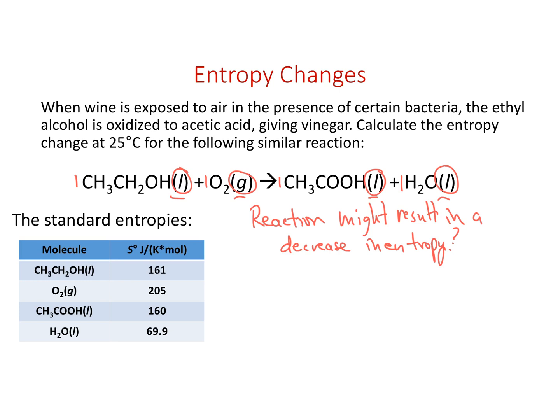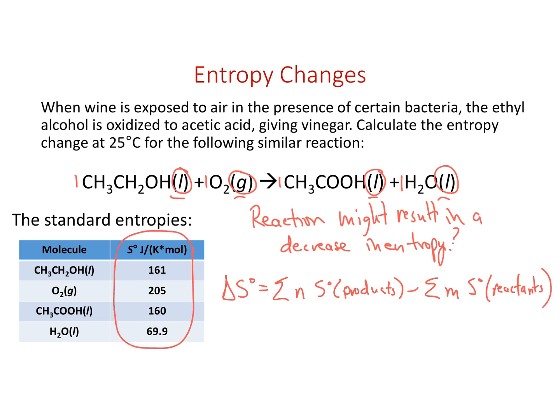So let's officially calculate that change in entropy before we get too far into this problem. To calculate that change in entropy, we need our change in entropy equals the summation of the moles of products times the entropy of those products, minus the summation of the moles of reactants times the entropy of those reactants. And here are the molar entropies for the ethanol, the oxygen, the acetic acid, and the water. In the next slide, we're going to start plugging those entropies into this total calculation.